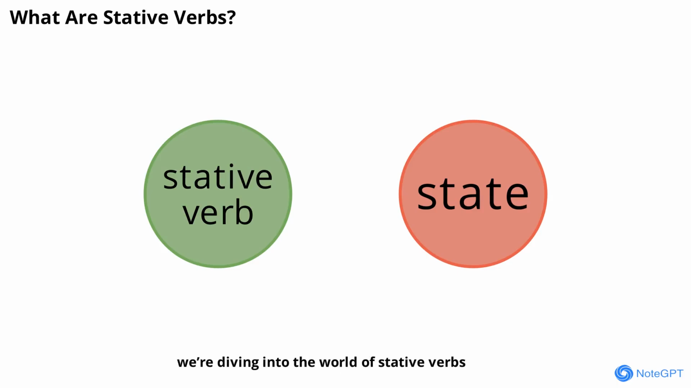Welcome. Today we're diving into the world of stative verbs. Unlike action verbs, which describe things we do, stative verbs tell us about a state or condition. They're about what we think, feel, own, or sense, rather than what we physically do. For example, when you say, "I know the answer," you're not performing an action, you're describing your mental state.